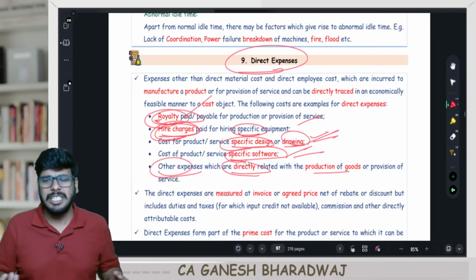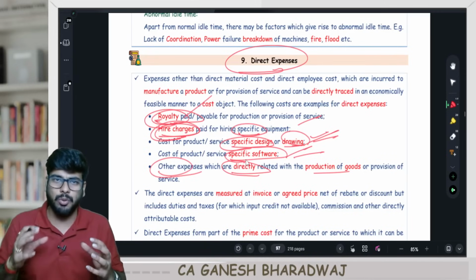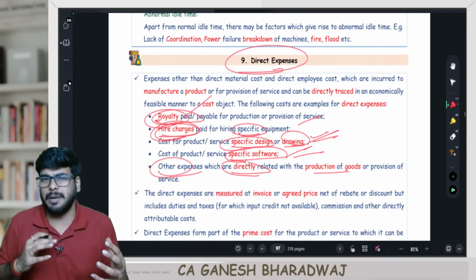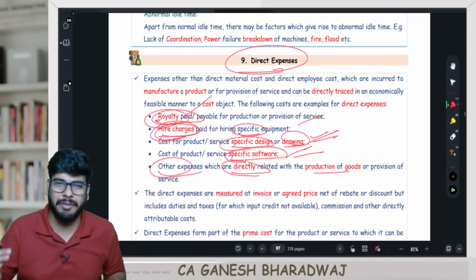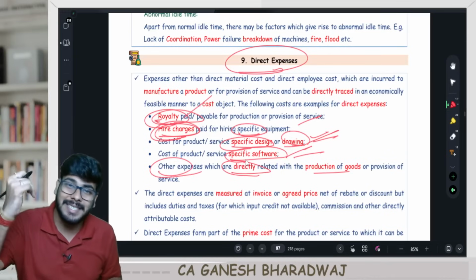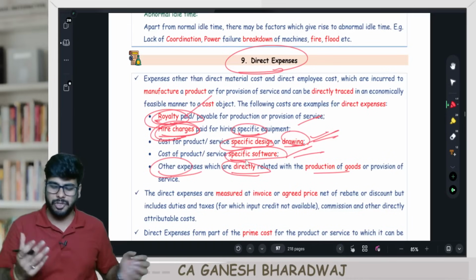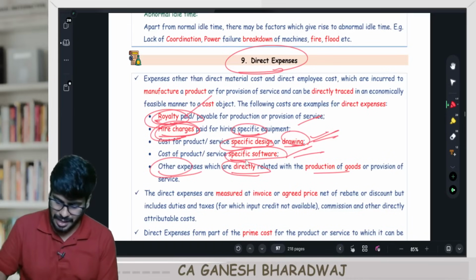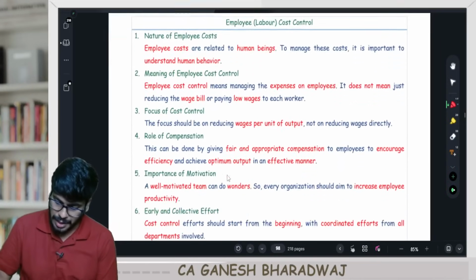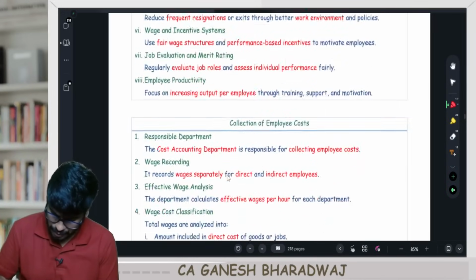Specific software. So any specific software for them to undertake a particular job, they are actually using a specific software. For that, whatever cost they incur, once again, since it is directly attributable to every single job, you will take that as a direct expense. Clear with this, guys? In case they ask theory in this area, you can easily go ahead and do it, right? Now, a couple of other things here.